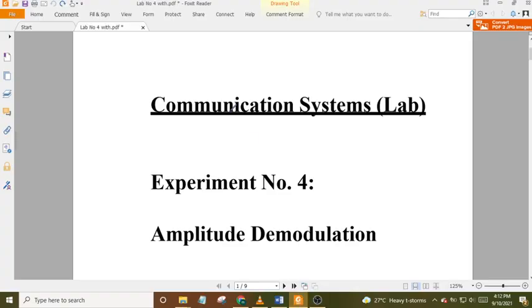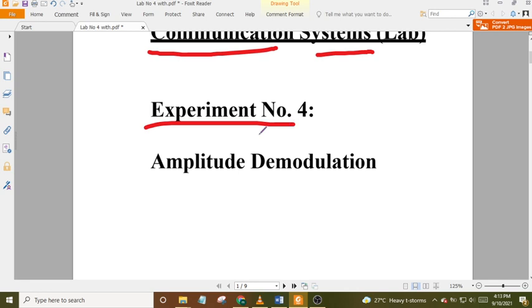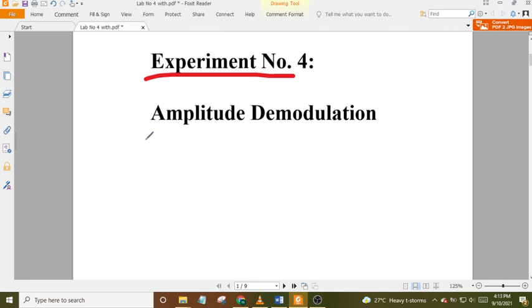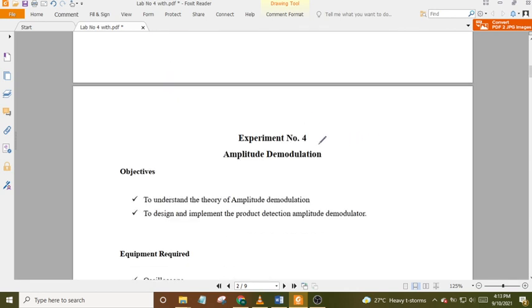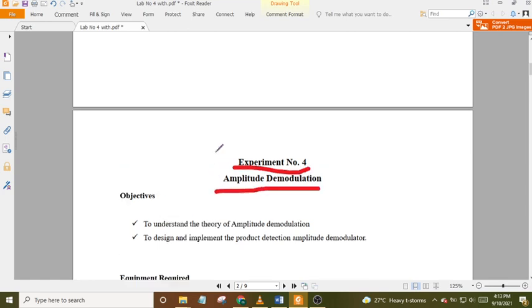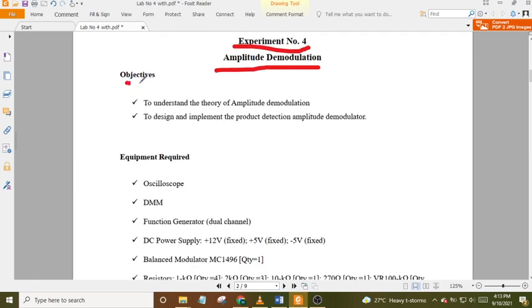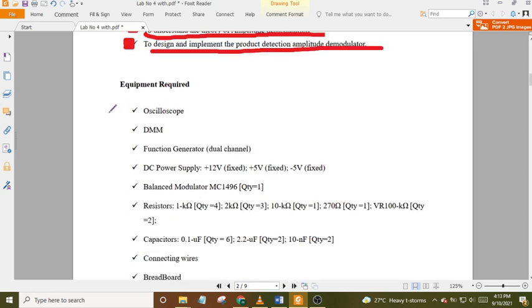Lab Communication Systems. Experiment number 4. Amplitude Demodulation. Objectives: to understand the theory of amplitude demodulation, and to design and implement the product detection amplitude demodulator.